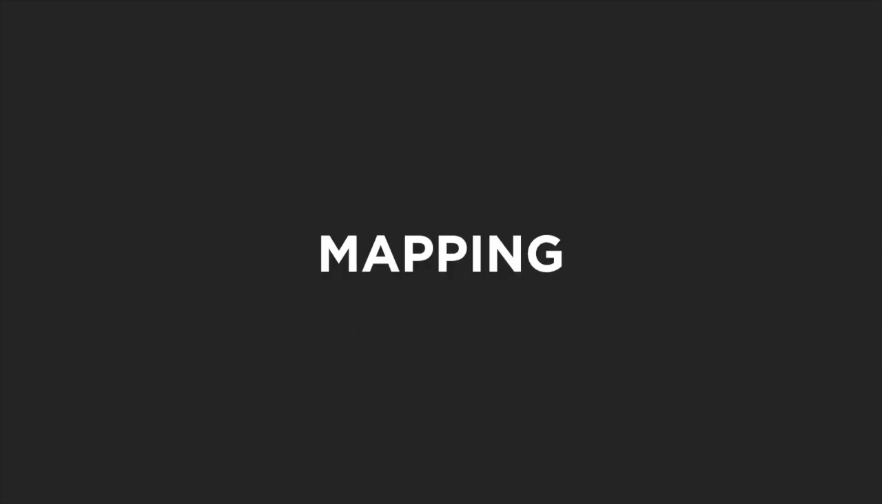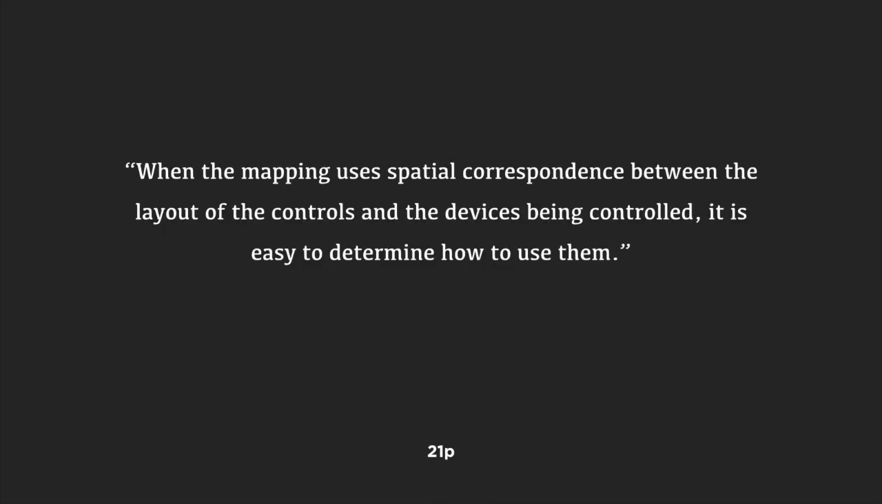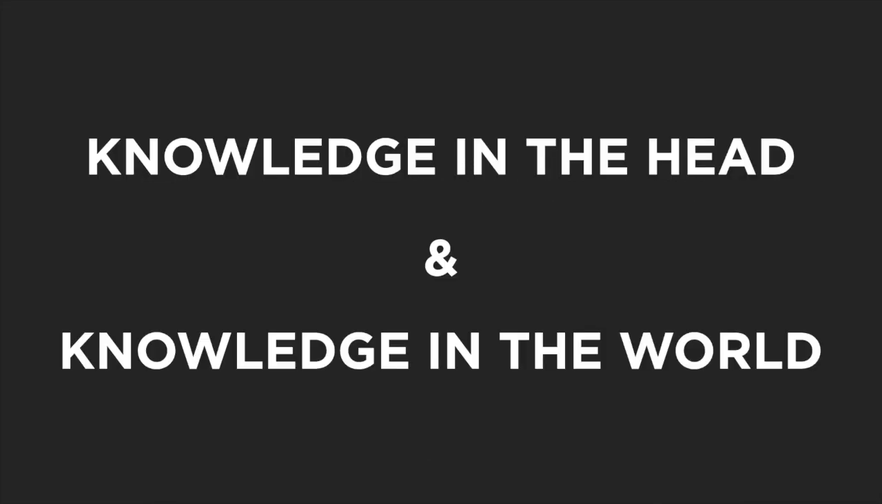Mapping is also an important and powerful design concept. When the mapping uses special correspondence between the layout of the controls and the devices being controlled, it is easy to determine how to use them. Natural mapping is an even more comprehensive way of mapping that uses a special analogy that people can understand right away. In Chapter 3, the book explains how people can have two types of knowledge.